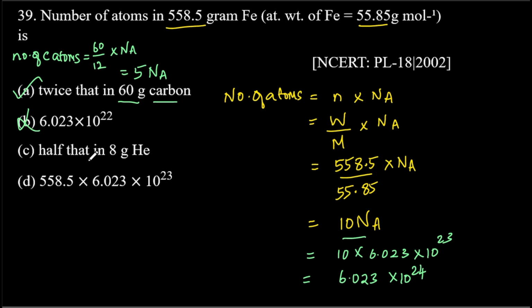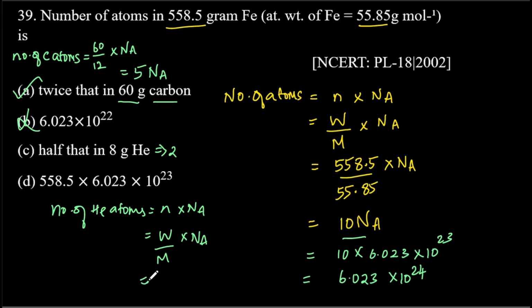Then in option C, half the number of atoms in 8 gram of helium is given. The molar mass of helium is 2. The number of helium atoms is equal to the number of moles into Avogadro number, and the number of moles is given mass by molar mass. So the given mass is 8, 8 by 2 into Na, which will give 4 Na. And what is half of that number of atoms? 4 by 2 will give 2 Na, which is not equal to 10 Na. So option C is also wrong.